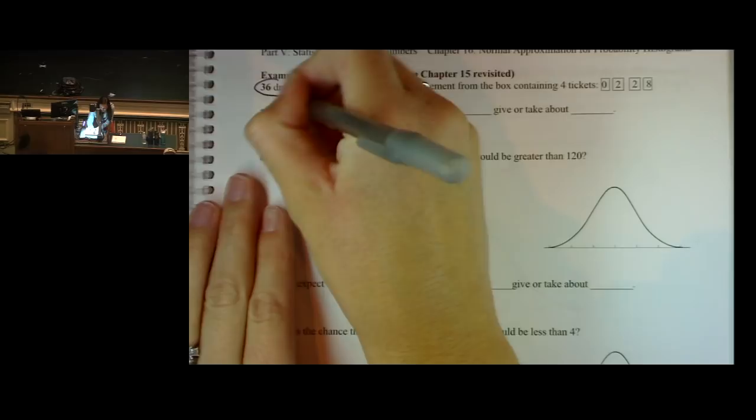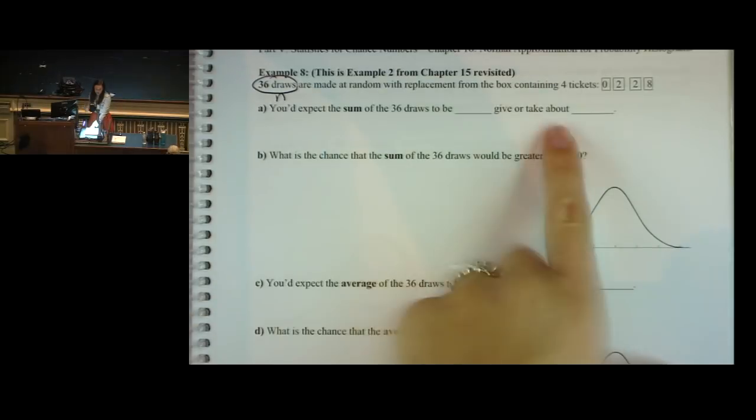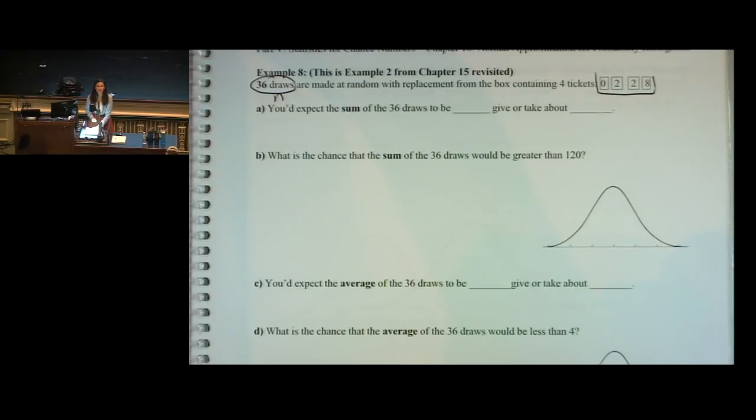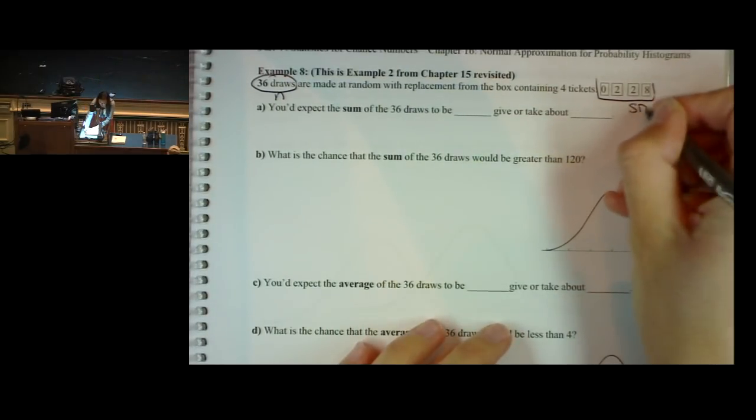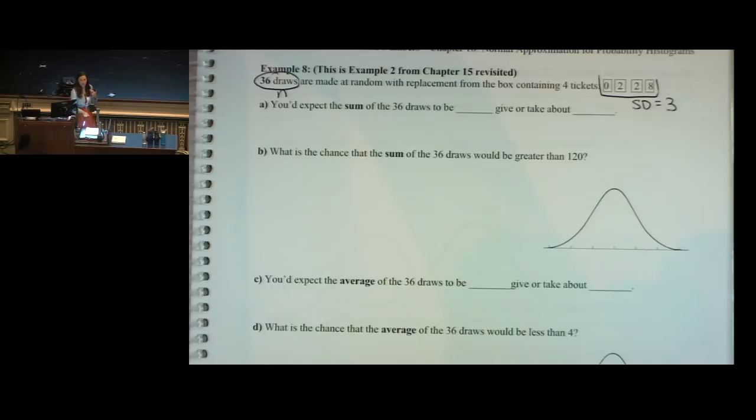36 draws, that's my N, that's my sample size, number of draws, are made at random with replacement from this box. This box, I can't find the SD for it, right? I can't use the shortcut formula, so I'll just tell you guys that the SD is 3. And then I'm just going to have you guys do part A. You'd expect the sum to be what? Give or take what? So this is going to be our first clicker question. Part A, 36 draws, and you know the SD is 3.